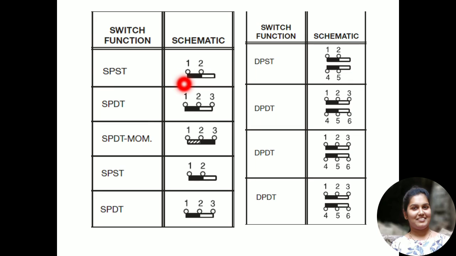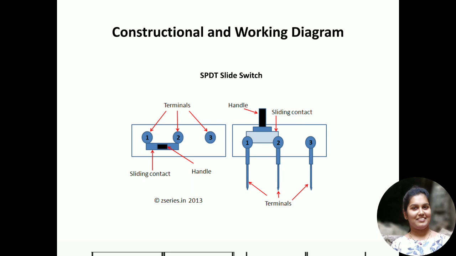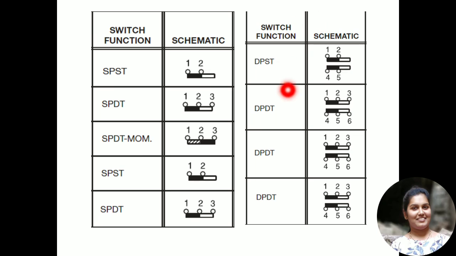SPDT switches are sometimes called three-way switches, whereas a DPST slide switch makes or breaks the connections of two circuit conductors in a single branch circuit. They usually have four terminals, 1, 2 and 4, 5. So usually they have four terminals.